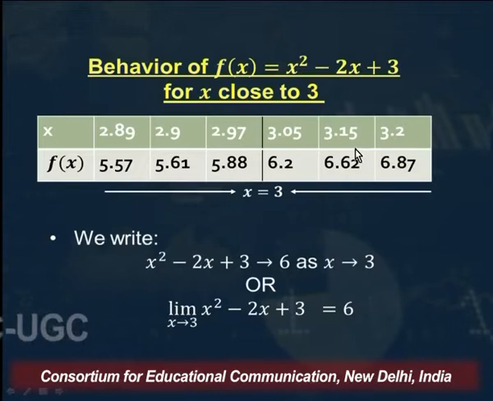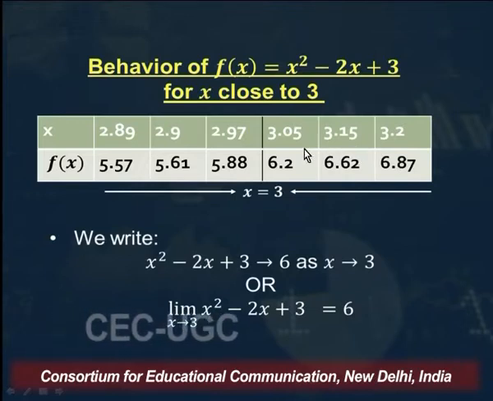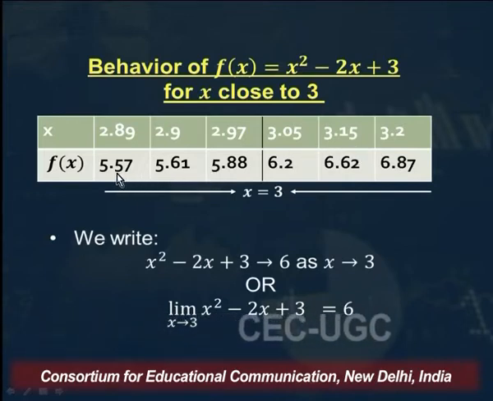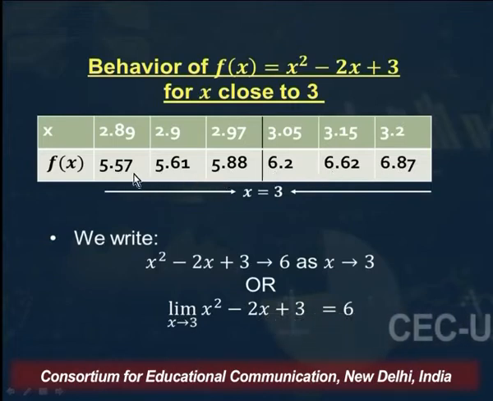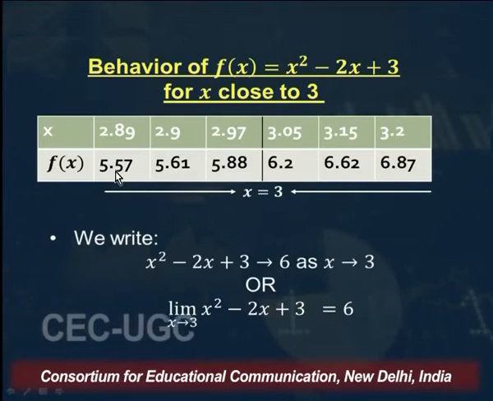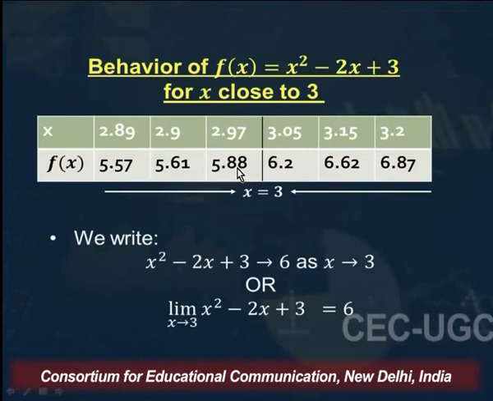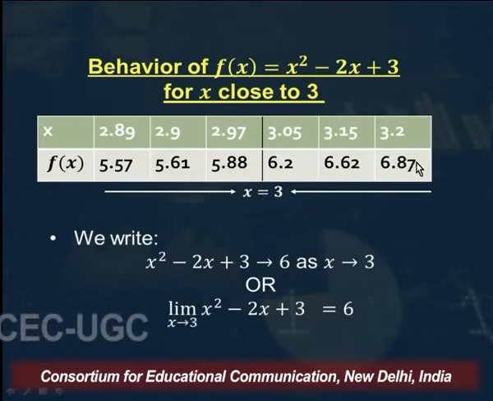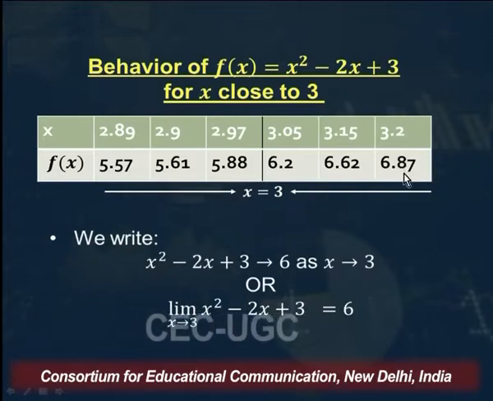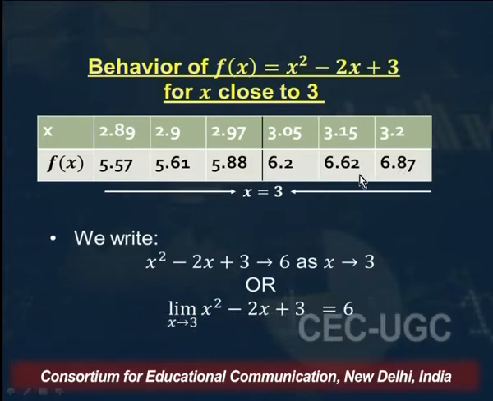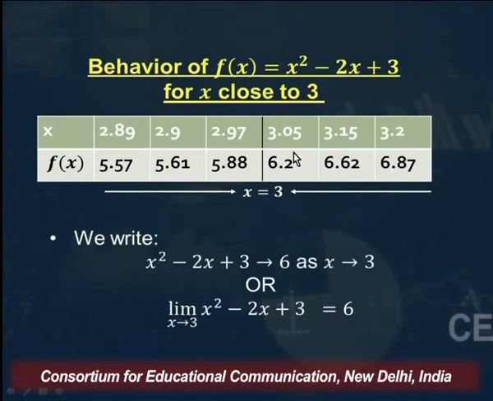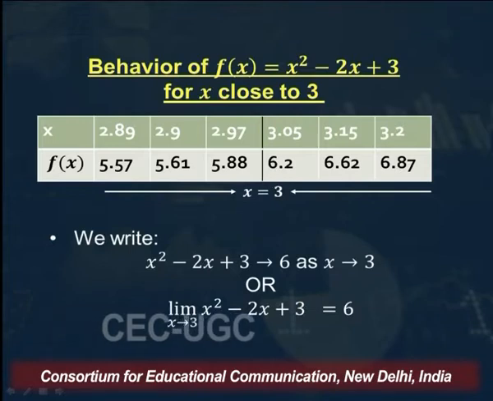So 3.2 moving to 3.15, then 3.05, and here you can see whether we move from the left or from the right, the convergence is towards 6. On the left, the function value changed from 5.57 to 5.61, it was increasing, then 5.88, and then gradually moving towards 6. From the right, the value at 3.2 was 6.87, then reduced to 6.2 at 3.05, and again the convergence was towards the value 6.